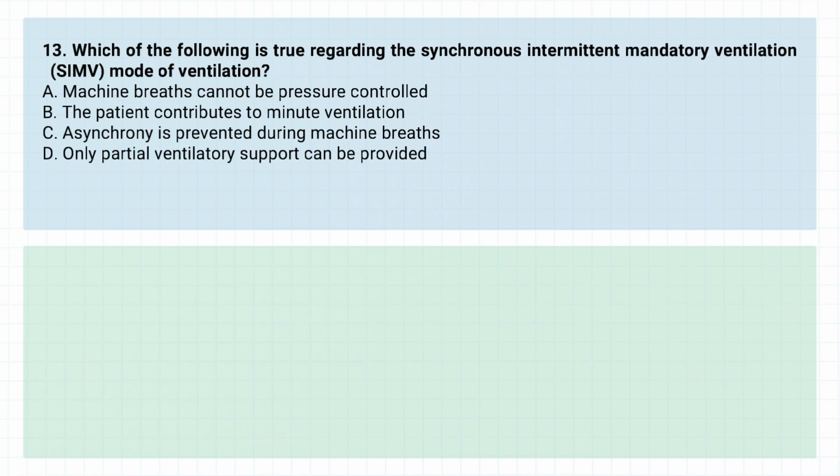Number 13. Which of the following is true regarding the synchronous intermittent mandatory ventilation mode of mechanical ventilation? A. Machine breaths cannot be pressure controlled. B. The patient contributes to minute ventilation. C. Asynchrony is prevented during machine breaths. D. Only partial ventilatory support can be provided. The correct answer is B.